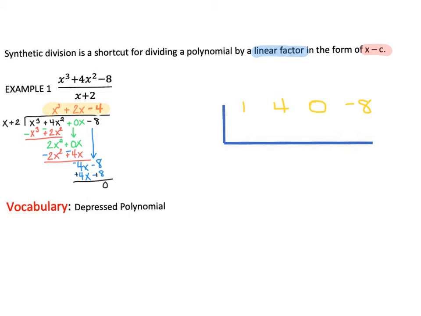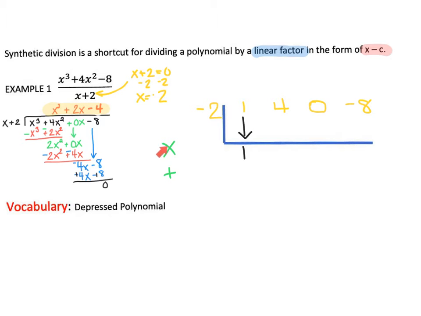Now, the value that goes outside is going to be the zero. So x plus 2 is my factor. The corresponding zero, if this were a function, would be, subtract 2 from each side, so it's negative 2. So I'm going to place negative 2 outside this L shape I drew. And what I'm going to do is repeat two operations, multiplication and addition, over and over. My first step is bring down this 1.